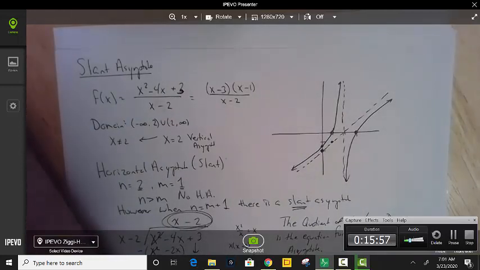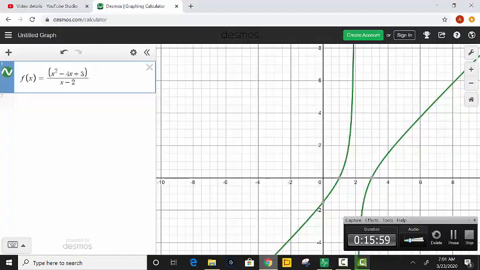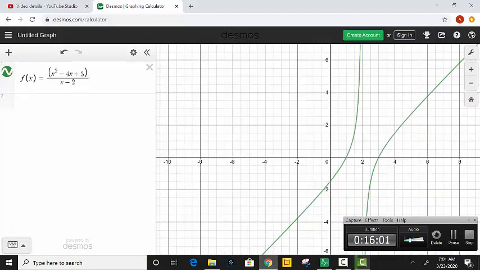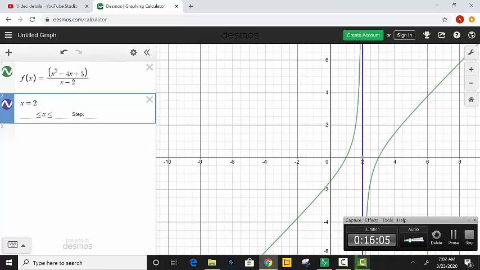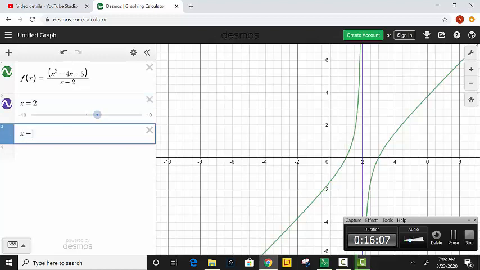And if we jump over here to Desmos, we'd see that this does indeed check. Okay, so I've got the function already typed in. We see that there is a vertical asymptote at x equals 2, and the slant asymptote is at the line x minus 2. Okay, so that gives us everything that's in our graph.